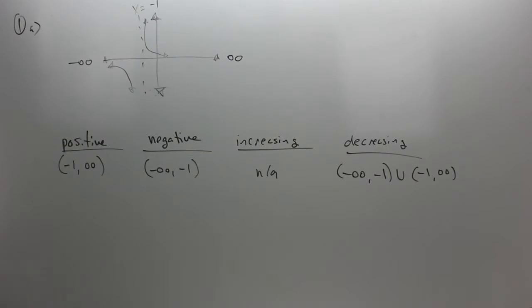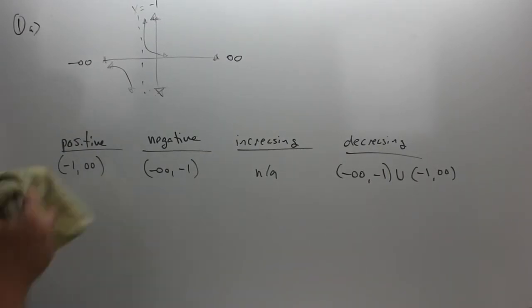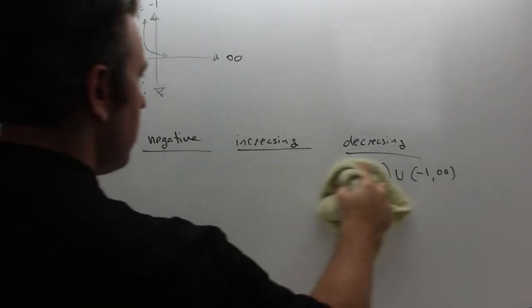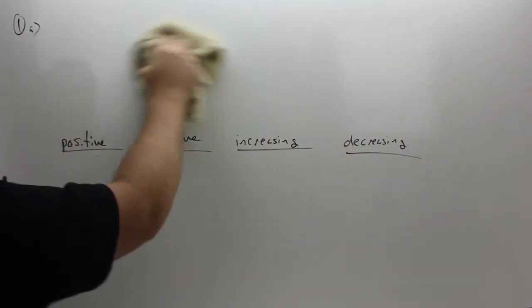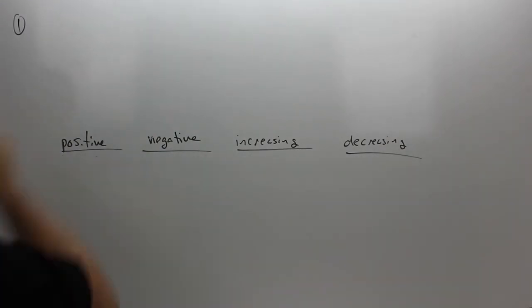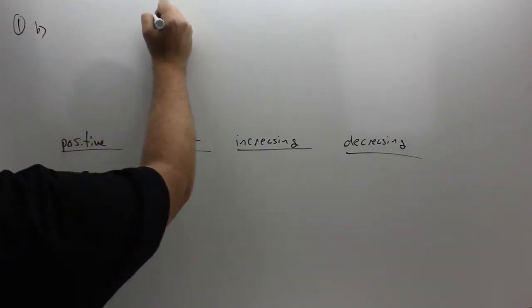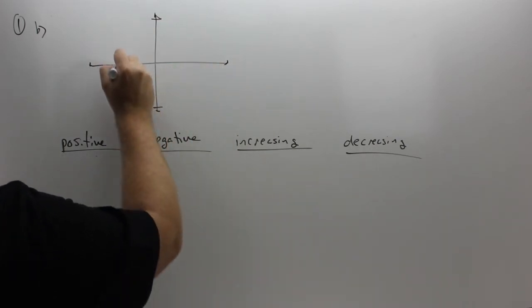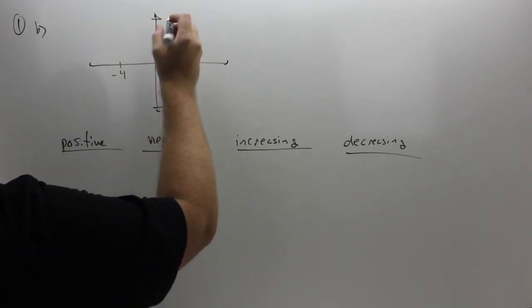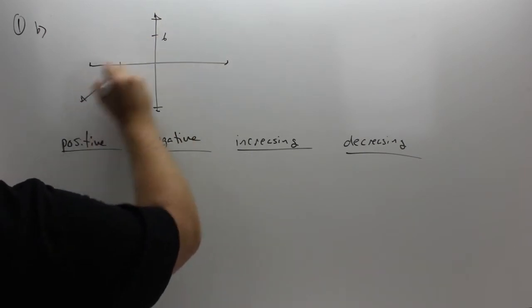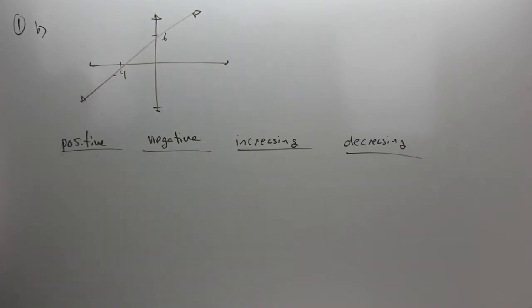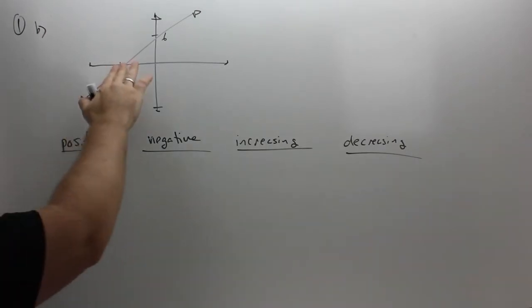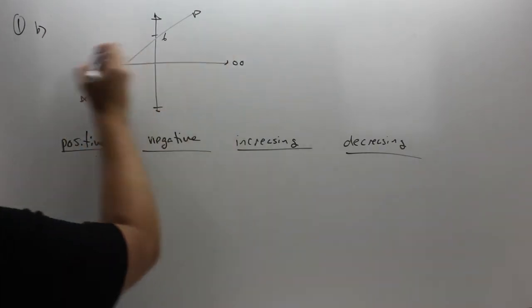Let's do a couple more of these together. Okay, so I'm just going to erase the bottom part here. And I'll erase the graph here. Let's do 1B. Okay, so 1B, we just have a line here. And it has an x-intercept of -4 and a y-intercept of 6. So it looks like that. So when's it positive? That means when is it above the x-axis? So from -4 to infinity.